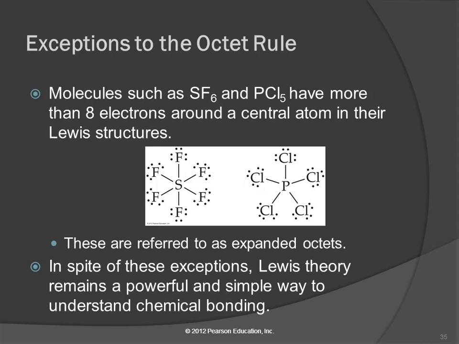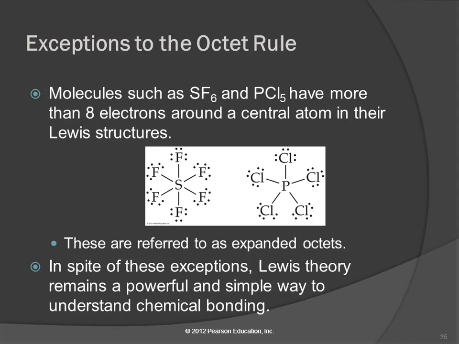Other examples are where we have more than 8 electrons, more than an octet on the central atom, and these are called expanded octets. Examples are sulfur and phosphorus. They do this sometimes. Here in sulfur hexafluoride, sulfur's forming 6 bonds. They each have 2 electrons. That's 12 electrons around the sulfur.